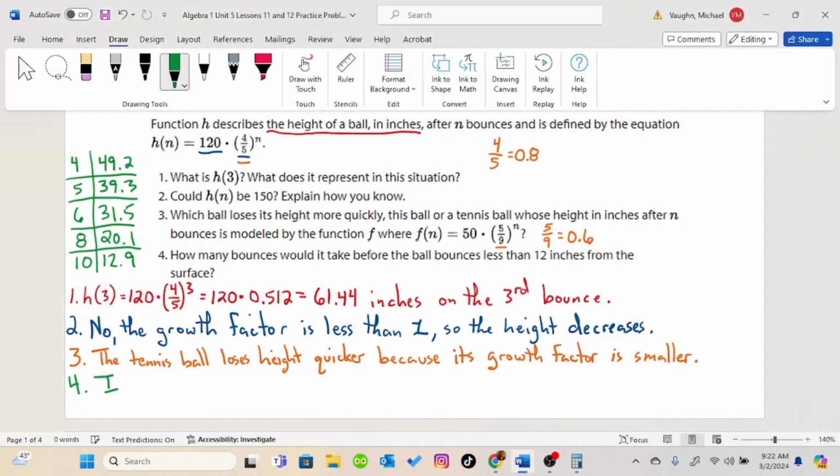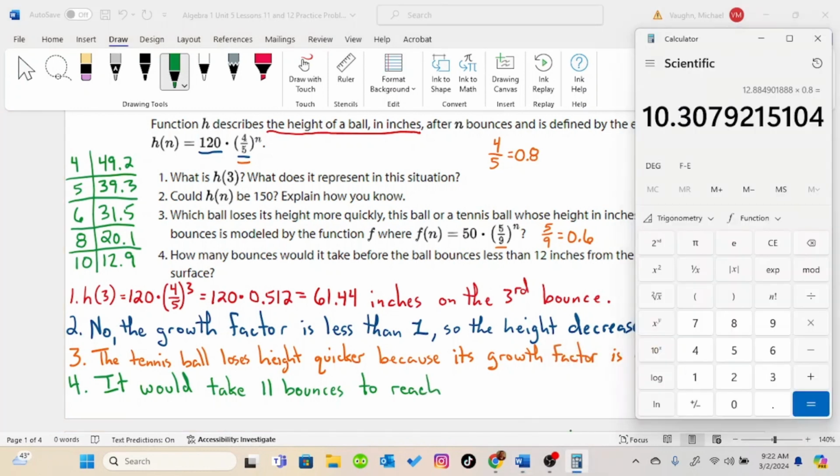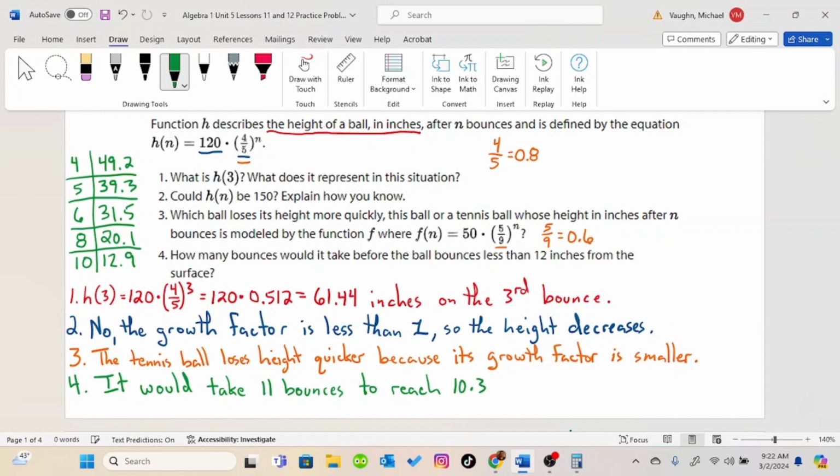So it would take 11 bounces to reach 10.3 inches and be less than 12 inches.